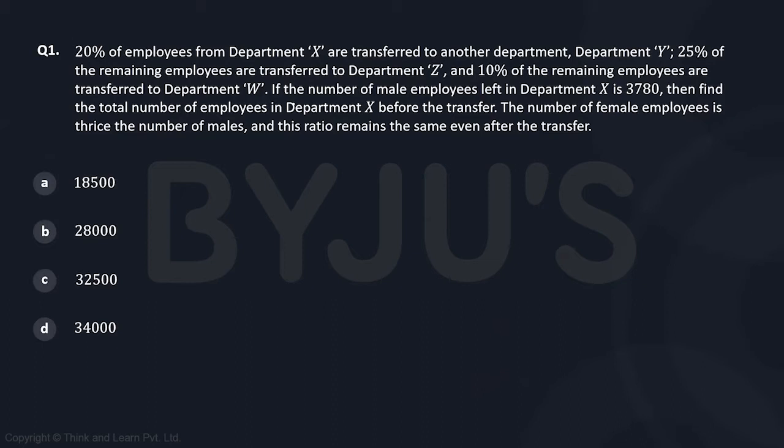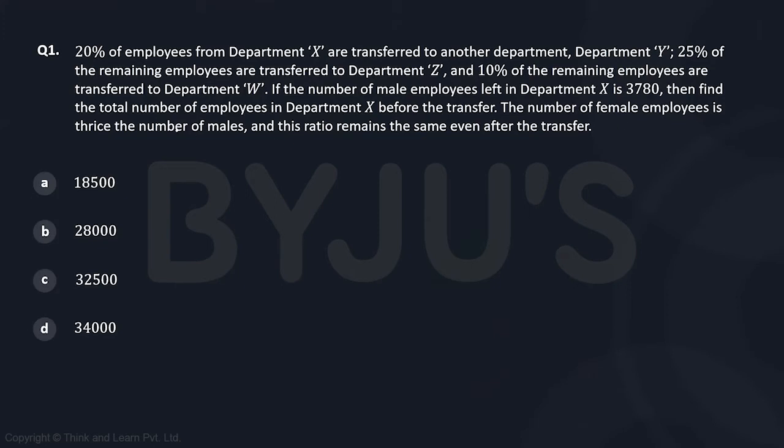20% of employees from department X are transferred to another department, department Y. 25% of the remaining employees are transferred to department Z, and 10% of the remaining employees are transferred to department W. If the number of male employees left in the department X is 3780, then find the total number of employees in department X before the transfer.